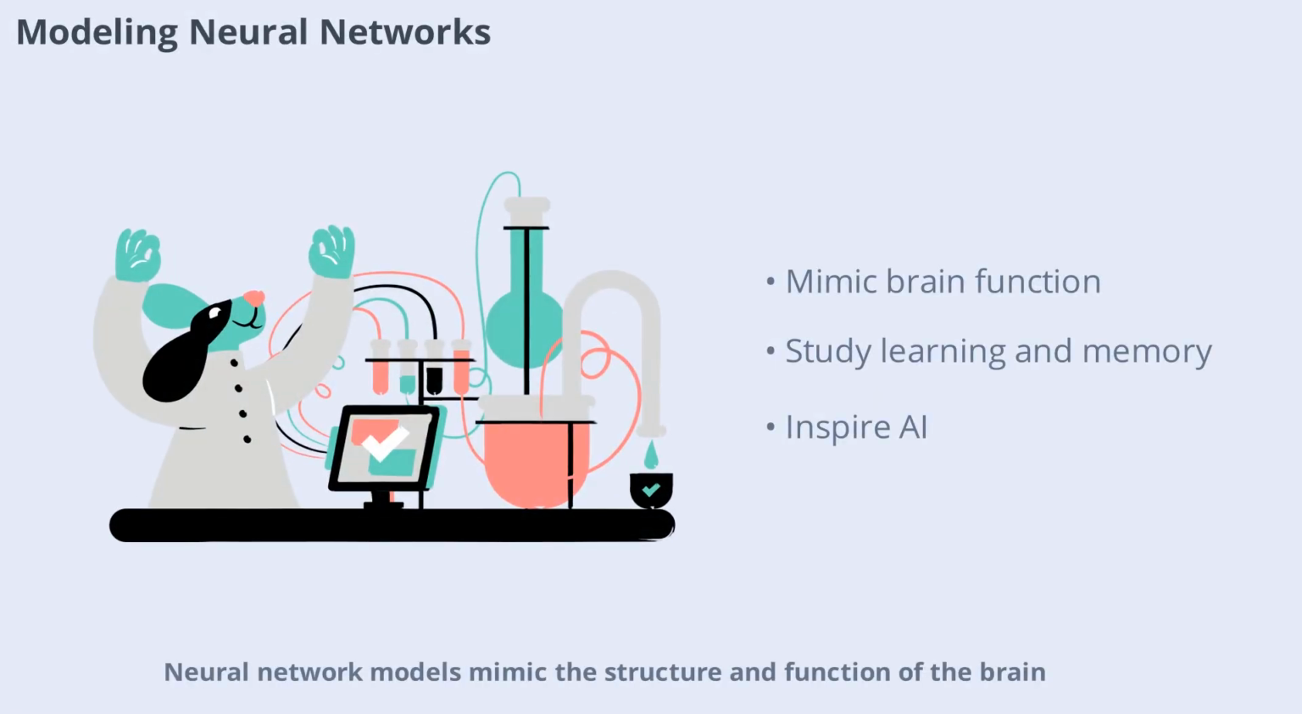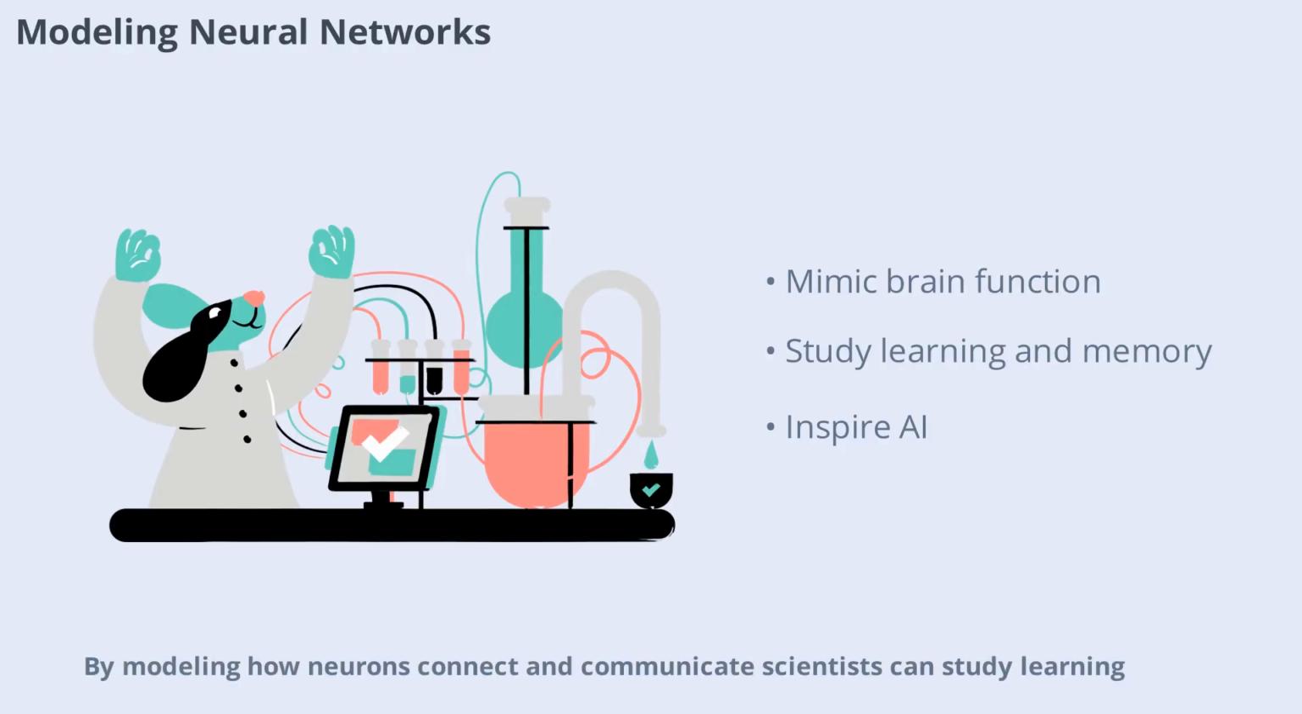Neural network models mimic the structure and function of the brain. These models range from simple circuits to large-scale simulations of brain regions. By modeling how neurons connect and communicate, scientists can study learning, memory, and behavior. Neural models also inspire artificial intelligence, bridging biology and technology in exciting ways.